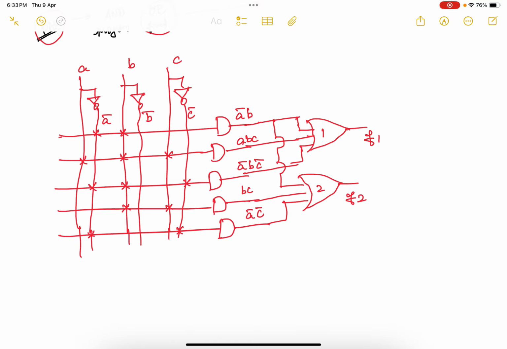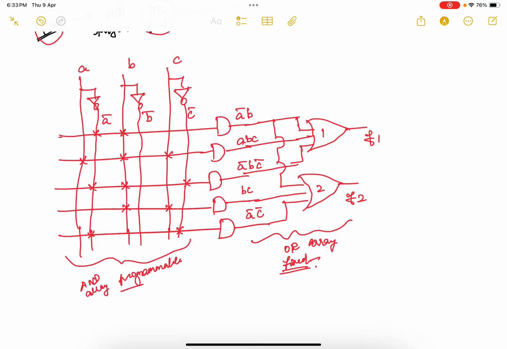Okay, see here if you analyze, this is nothing but what? Programmable. So your AND array is programmable. But here if you see, this is your OR array. The OR array I am not going to program, and it is in a fixed nature, whereas your AND array is in programmable nature. So this is how we are implementing any logic using PAL or PLA.